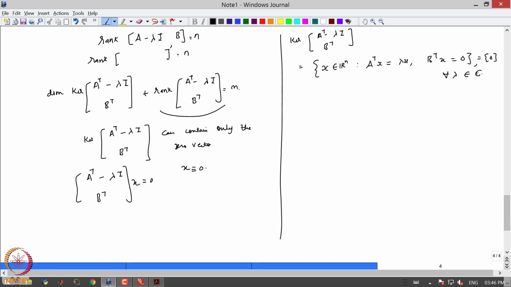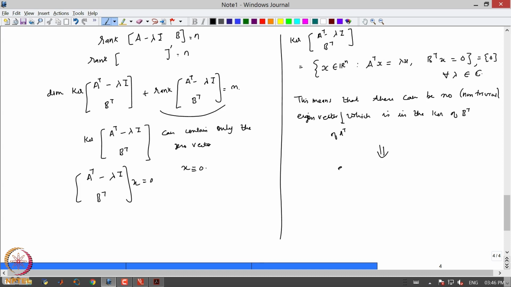So, what does this mean? This means that there can be no eigenvector of A transpose which is in the kernel of B transpose, or no non-trivial eigenvector. This is precisely the eigenvector test.